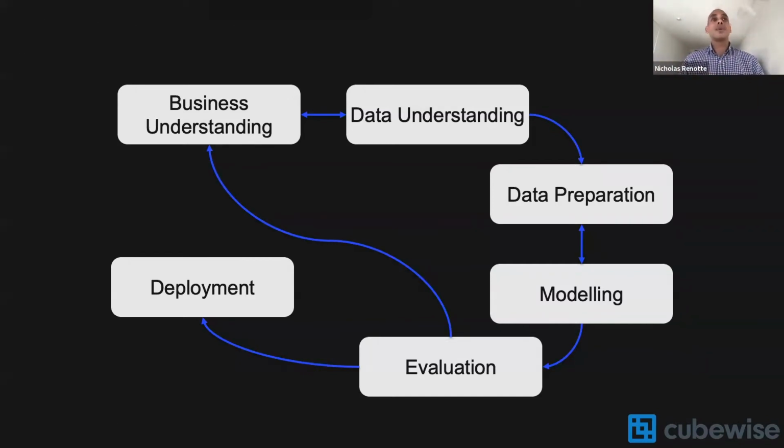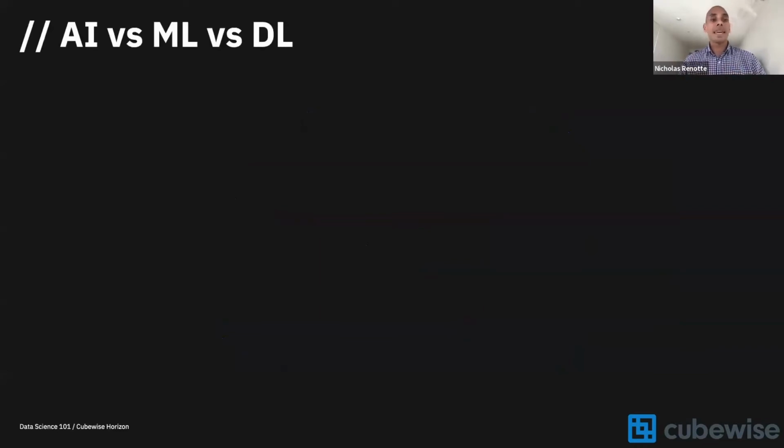Now, the next thing that we're going to take a look at is demystifying a little bit of the jargon that's floating around the industry at the moment. So we've got AI, we've got machine learning, we've got deep learning, we've also got data science. I think I forgot that one there. But there's a lot of information and a lot of jargon floating around.